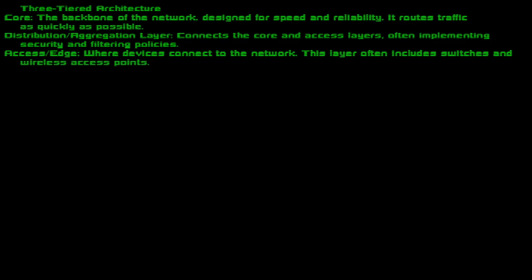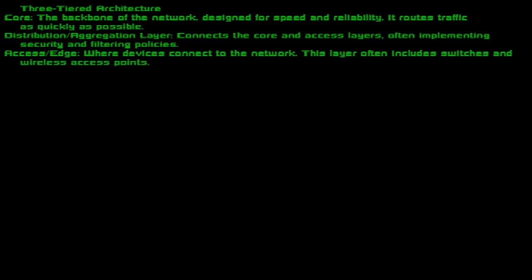Corporate and data center architecture. Three-tiered architecture. Core. The backbone of the network, designed for speed and reliability. It routes traffic as quickly as possible.